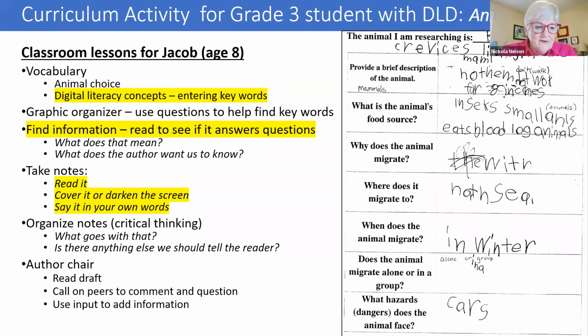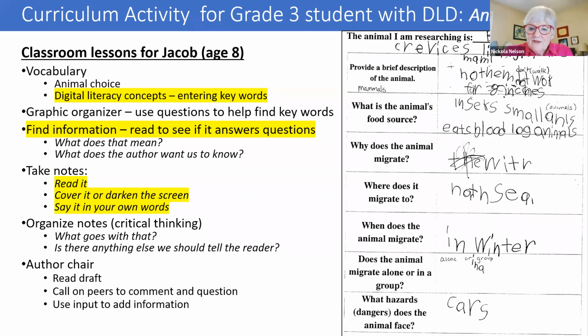And then using the author chair to read their draft. So again, we've tried to print whenever they use the computers each session so they could have something concrete the next session that they could read to their peers. And then they would call on peers to comment and question and use that input to add information.